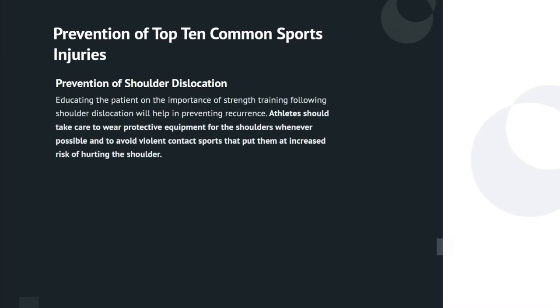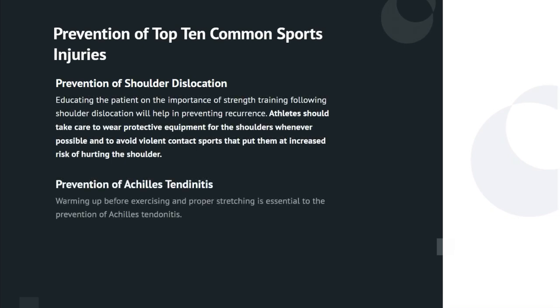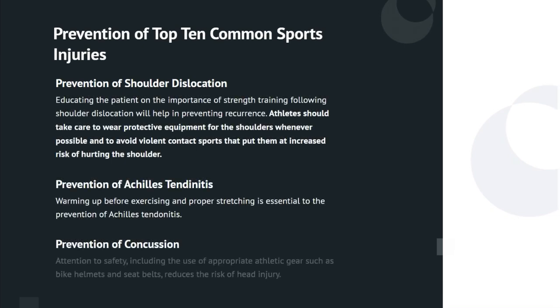Prevention of shoulder dislocation. Educating the patient on the importance of strength training following shoulder dislocation will help in preventing recurrence. Athletes should take care to wear protective equipment for the shoulders whenever possible and to avoid violent contact sports that put them at increased risk of hurting the shoulder.